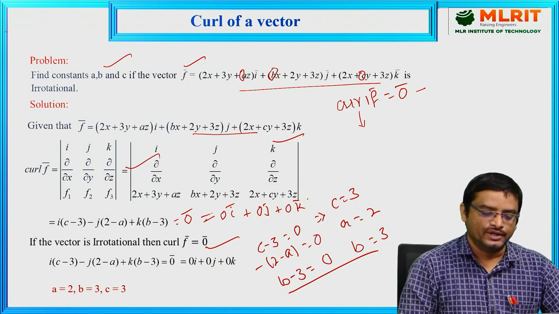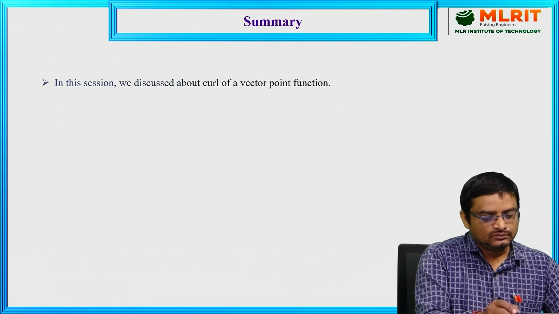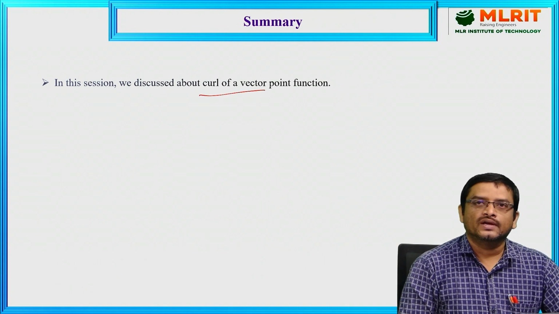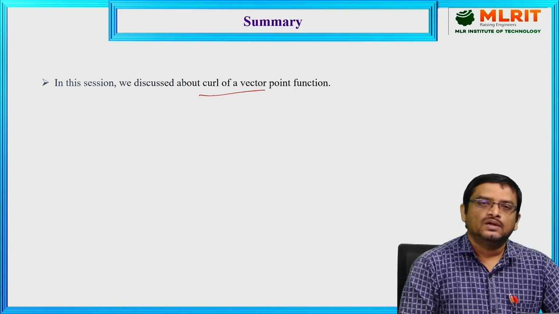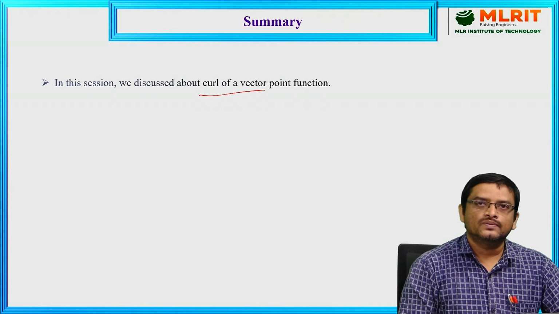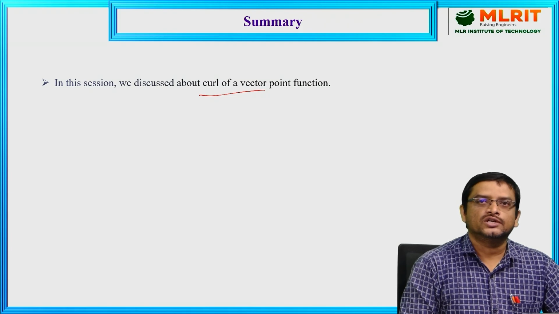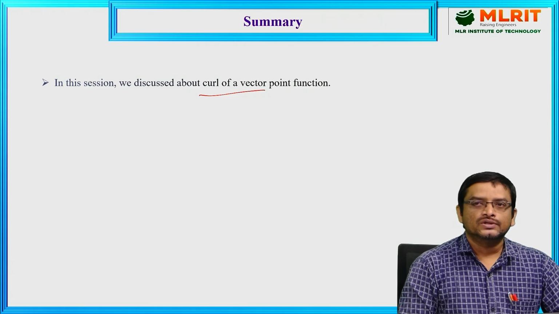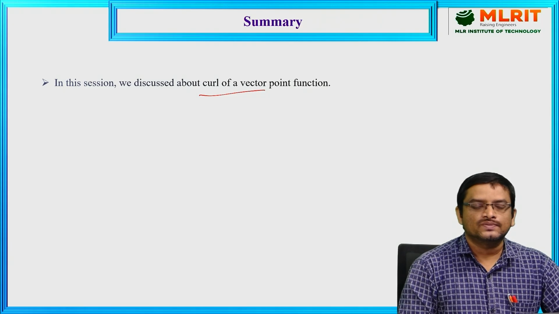So this is the way how we can get these constant values, the unknown parameter values, when the given vector point function is irrotational. In this we have discussed how to find out the curl of a given vector point function, and some example problems we have seen under this concept. So with this we have completed our course numerical methods and integral transforms. Thank you.